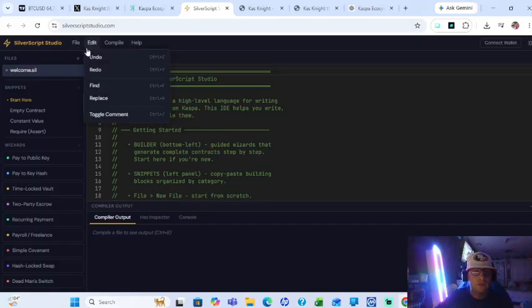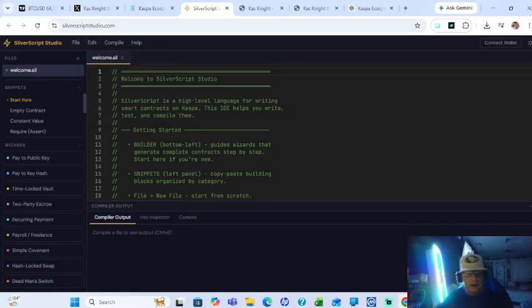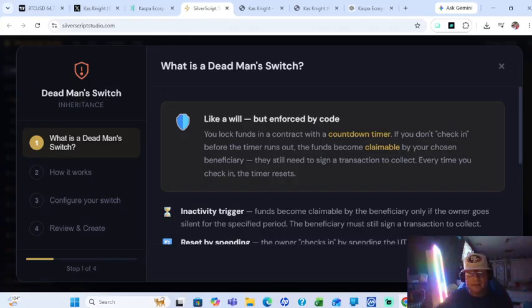You go to SilverScript Studios, right? You're saying, all right, I want a dead man switch. So what is this? Well, it's a dead man switch. If you die, your money goes where you want it to go. It's like a will, but enforced by code.